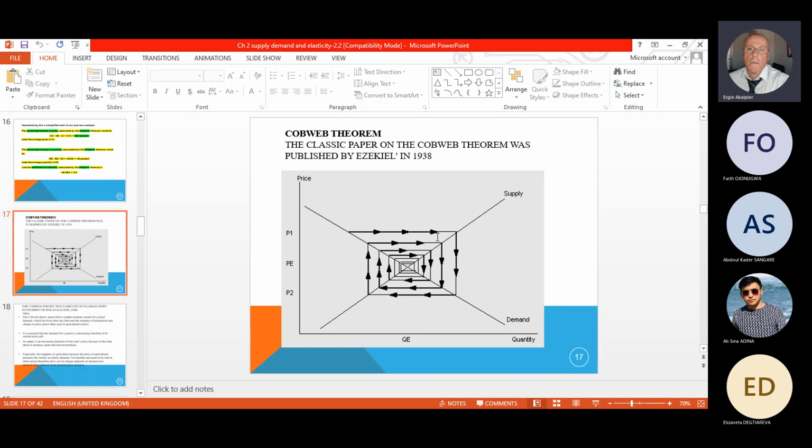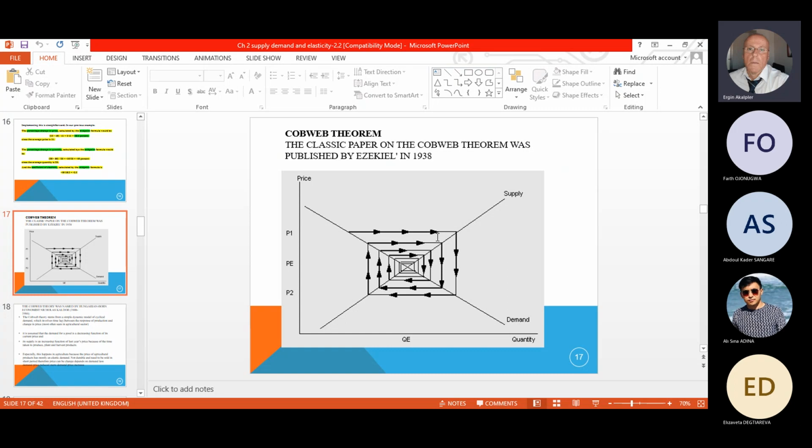Okay, then we have here the elasticity problem on the graph, or on the figure, to show you how the demand and supply position is affecting and changing the elasticity. This is the theorem of Cobham.